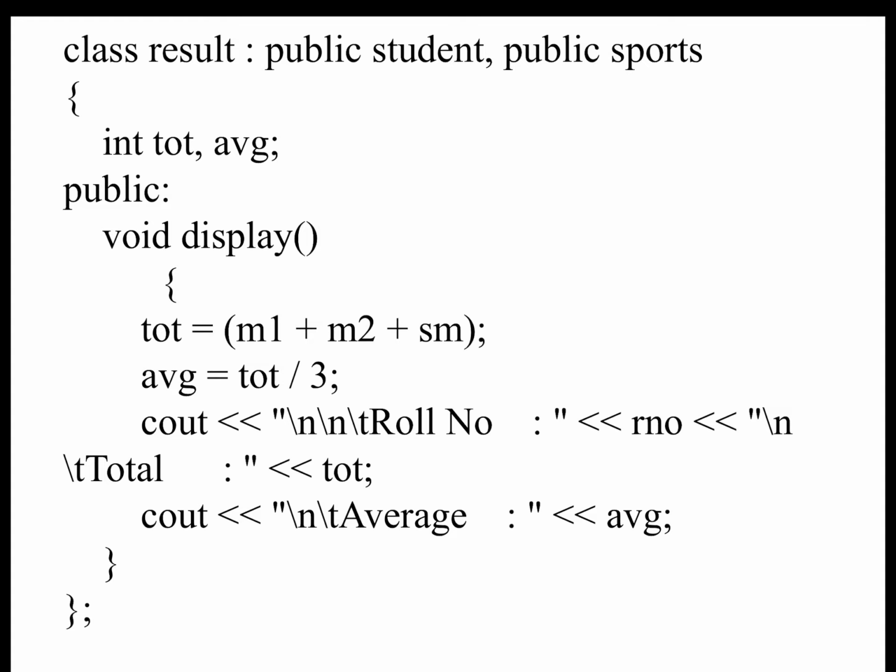Now the class result has two base classes, public base class student and public base class sports. So class result, that is the derived class, has the features of class student and class sports. In the result class we are declaring total and average. So in void display we will add the marks of subject 1, M1 plus M2 and sports marks. Total will be divided by 3, so we will get the average. Finally it will display the roll number, total and average of the student.